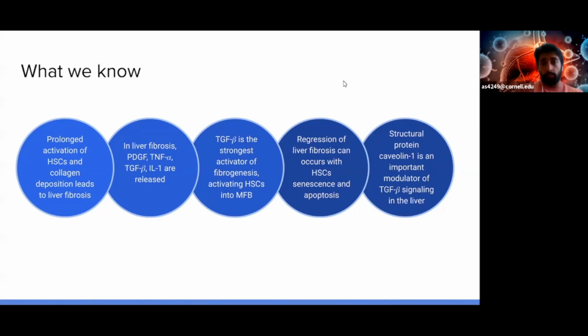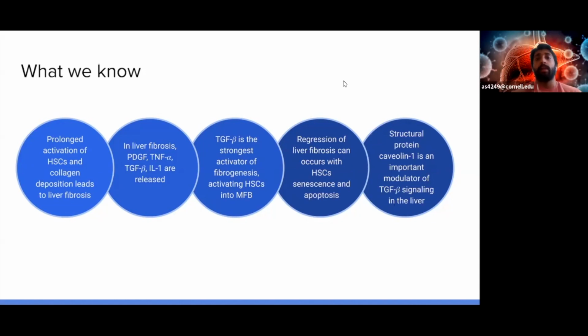From these signals produced, TGF-beta is the strongest activator of fibrogenesis, activating these hepatic stellate cells into myofibroblasts, and thus also increasing collagen production. Without the degradation of collagen, nor the deactivation of these hepatic stellate cells, we cannot reduce the progression of liver fibrosis. But we also know from previous literature that the regression can be done by having these hepatic stellate cells go into senescence or cell death, apoptosis.